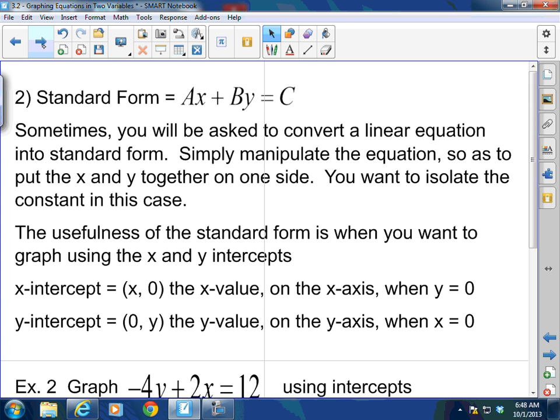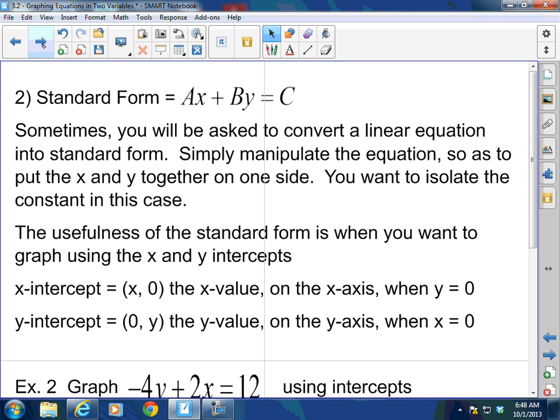Another method is using what's called the standard form. The standard form is in the form of a times x plus b times y equals c, where a and b are coefficients. Sometimes you will be asked to convert a linear equation into standard form. Simply manipulate the equation so as to put the x and y together on one side. You want to isolate the constant in this case.